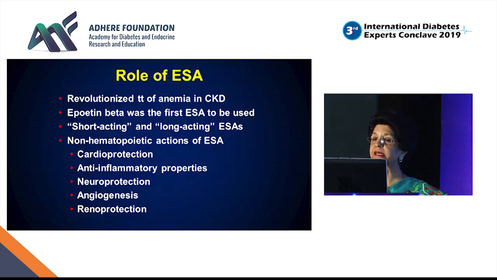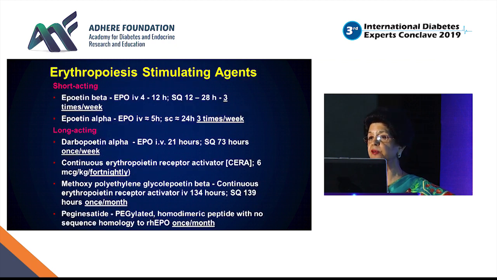As far as erythropoietin stimulating agents are concerned, they have totally revolutionized the treatment of anemia. The non-hematopoietic actions are cardioprotection, anti-inflammatory properties, neuroprotection, angiogenesis, as well as renoprotection. The fundamental thing to remember is that before we use them, we have to correct the iron deficiency. And several are available, short-acting, long-acting, once a week, even fortnightly, once a month as well.